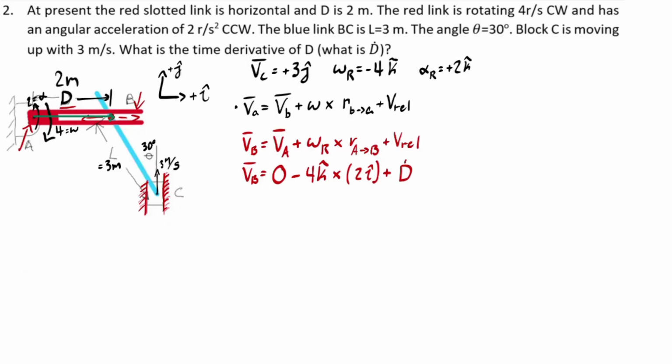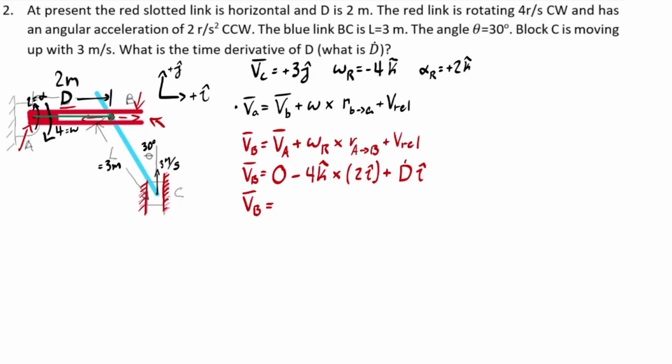So d dot. Let me do the cross product to simplify this a little bit. Before I do that, we'll notice that this bar is horizontal. So since D is running horizontally and there's no component in the J, this d dot component is also just going to be horizontal and only going to be in the I. There's nothing in the J, at least at this moment in time that we're looking at.